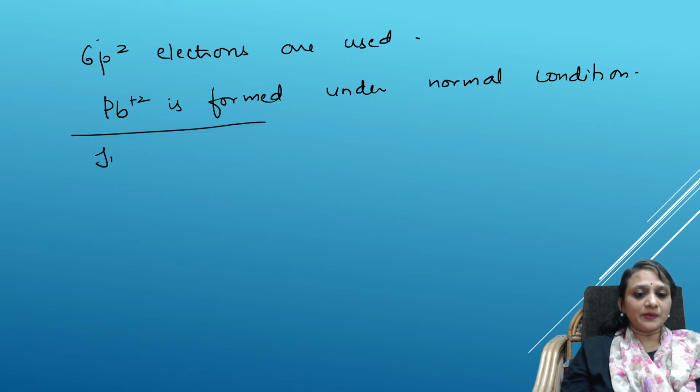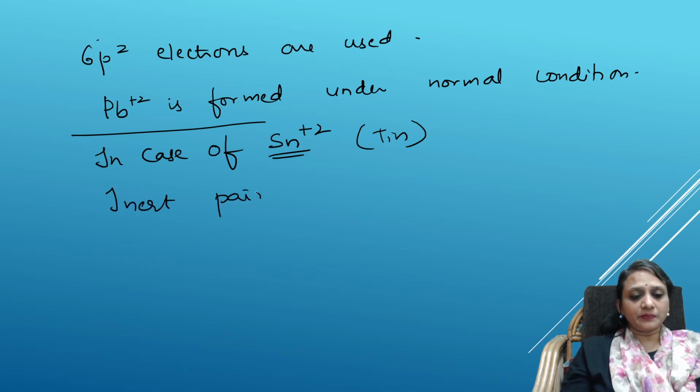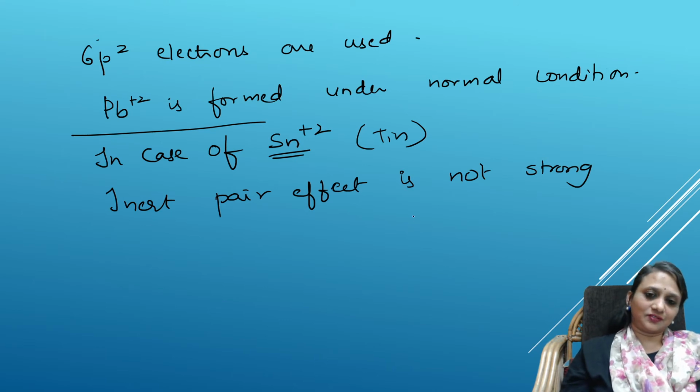But in case of tin, what happened? This +2 is not so effective because of the large size. It's so large. As size increases, the inert pair effect is not strong. Automatically, tin is not so strong that it can give only the Sn +2 ion. Correct? It's not so strong.